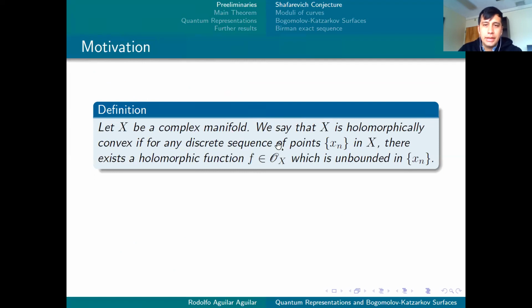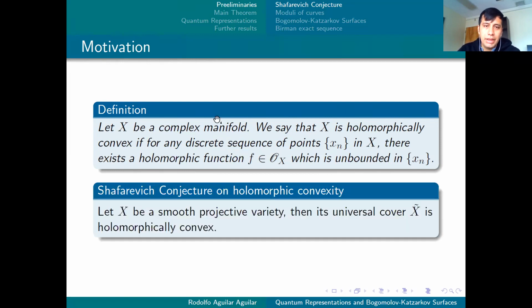I will need to define what is a holomorphically convex manifold. So I will start with a complex manifold, and I will take a discrete sequence of points. If for any discrete sequence of points there exists a holomorphic function which is unbounded on this sequence, then we say that the manifold is holomorphically convex. For example, if we have a compact manifold, we cannot have any discrete sequence of points, so it is automatically holomorphically convex. So the main case of interest is when it is not compact.